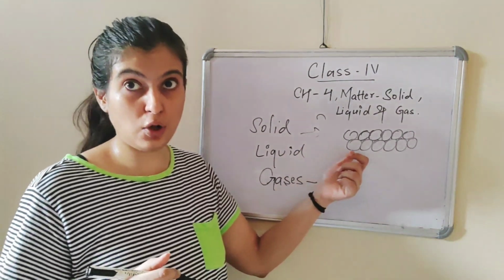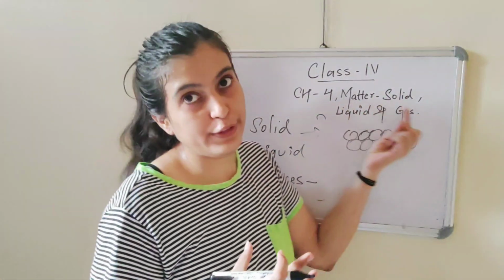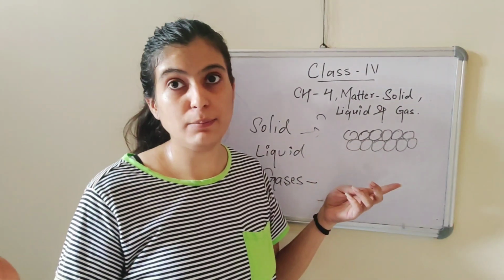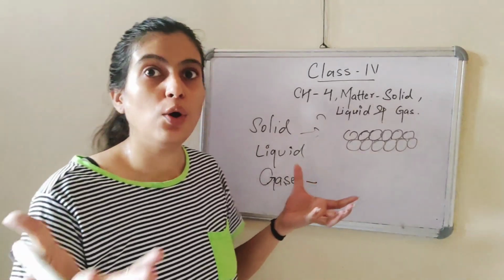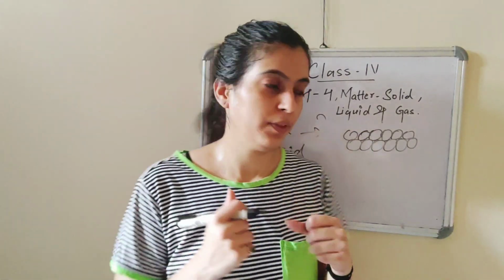That's why solids have a definite shape. And because of this molecule arrangement, they do not have any spaces in between them. Also, because of that, they have a definite volume.